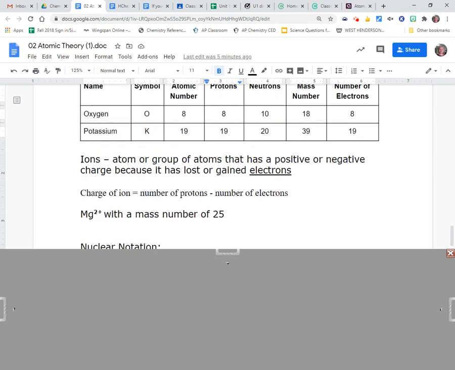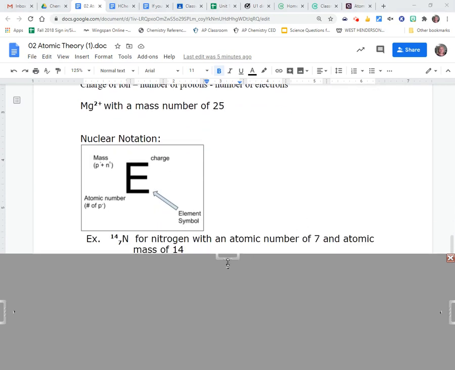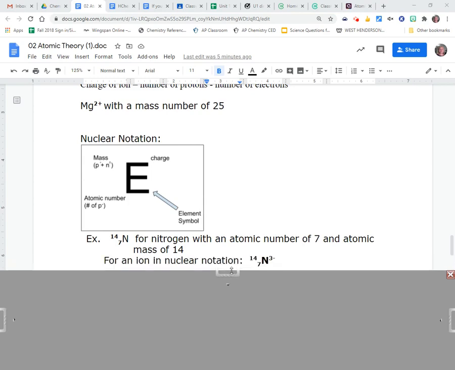Now, we're going to look at some different notations. How can we express different ions? How can we distinguish one atom from a different atom? Well, we're going to use a couple of notations, and the first one we're going to look at is nuclear notation. We use nuclear notation a lot in nuclear chemistry, and we will see it there, but we'll also use it here.